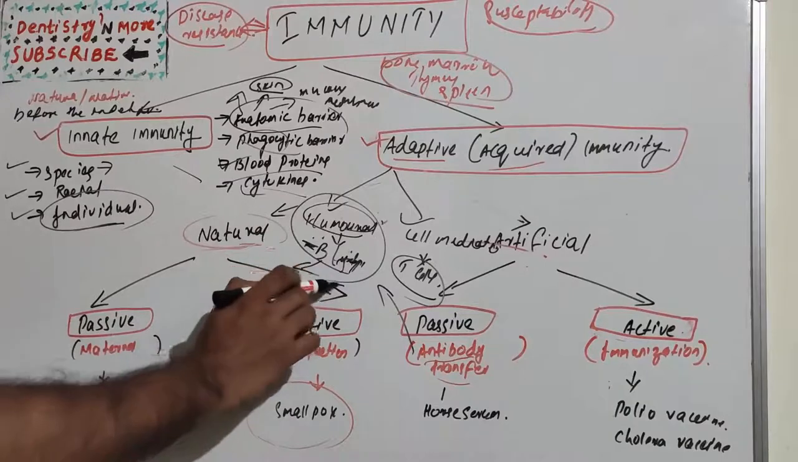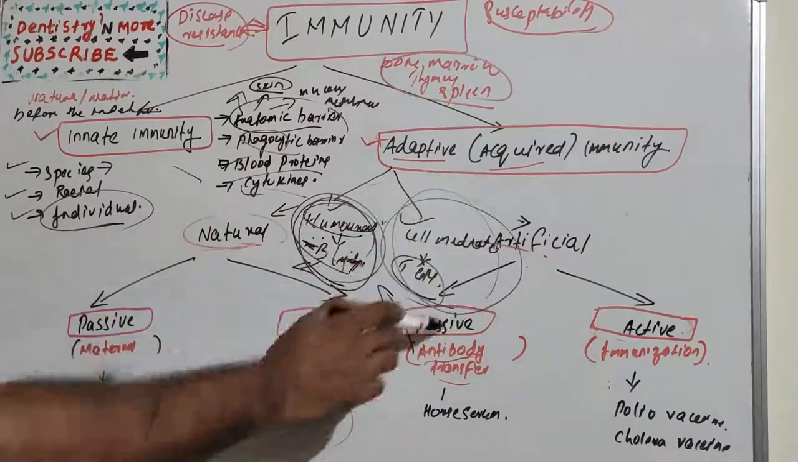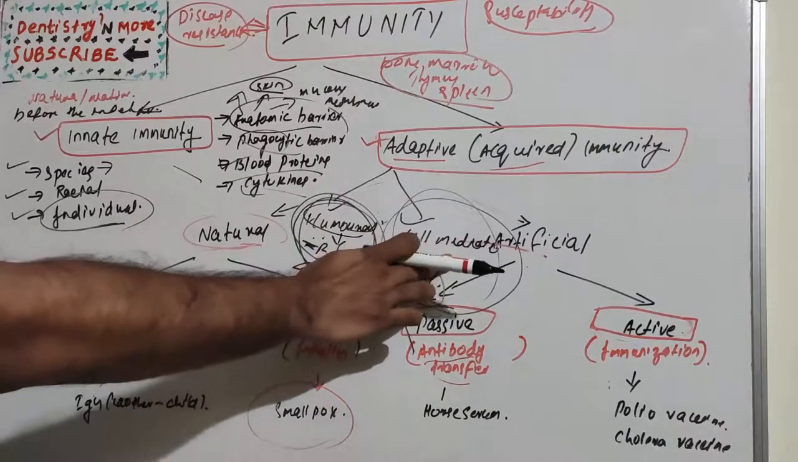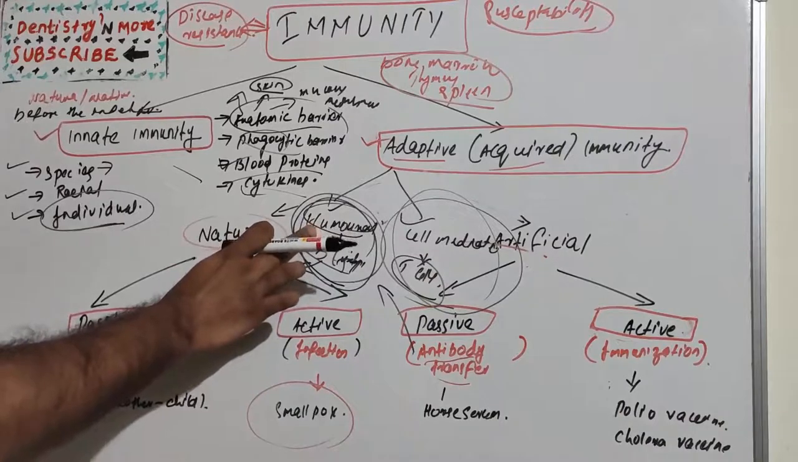So this is mainly by antibodies. But here there is no production of antibody. That is a basic difference. Cell mediated is not working under the principle of antibody. Here the production of antibodies is there.